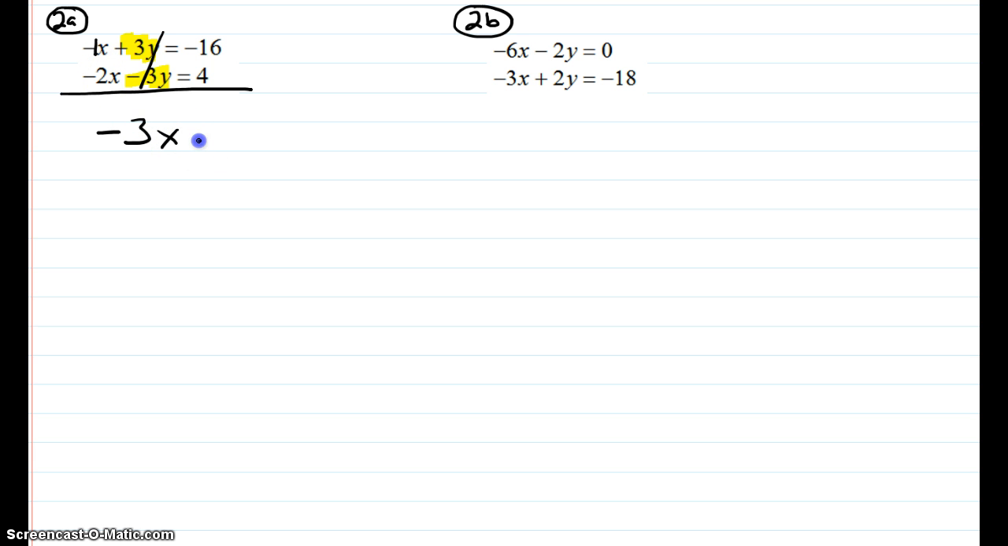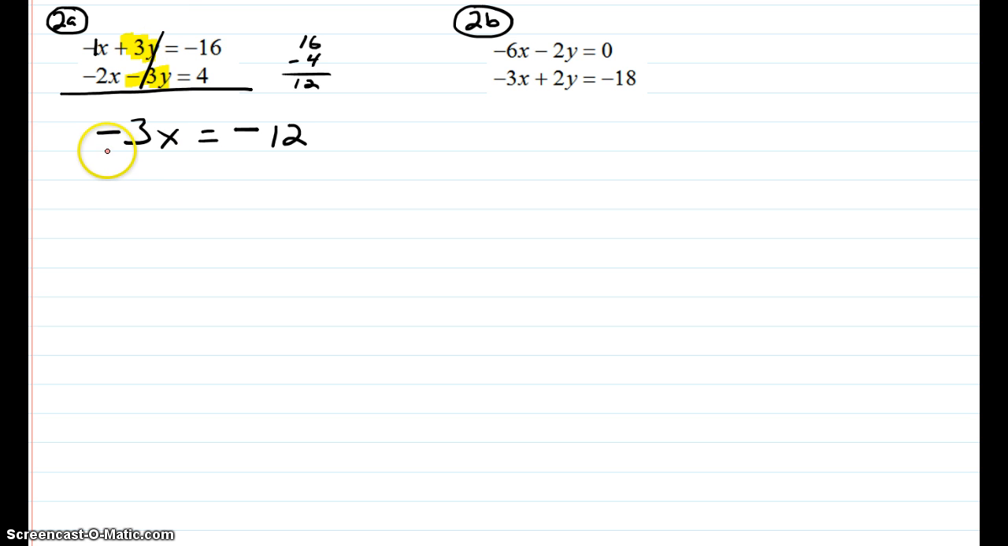So -3x equals, like before, now I have different signs. I have 4 positives, and I have 16 negatives. That means my answer is going to be negative. Now the signs are different, so you subtract. In your head, or off to the side, you do 16 minus 4, which is 12. So -16 plus 4 is -12.